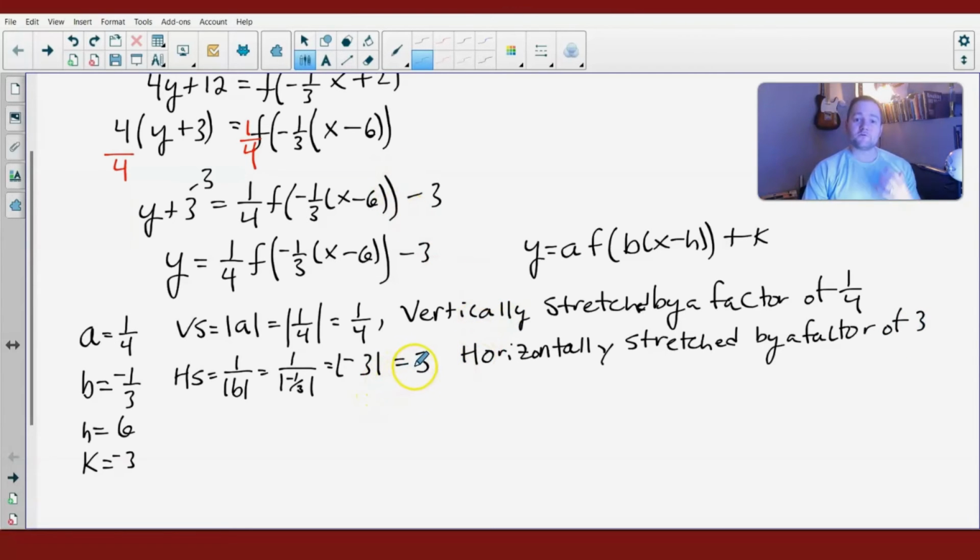The negative. What does the negative mean? Well, we know what the negative means. It means reflection. The question is, is it a reflection in the x-axis or a reflection in the y-axis?